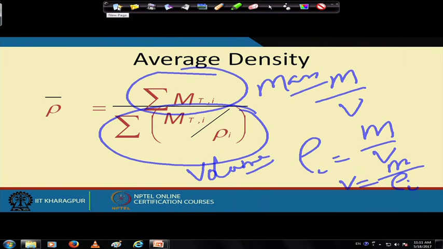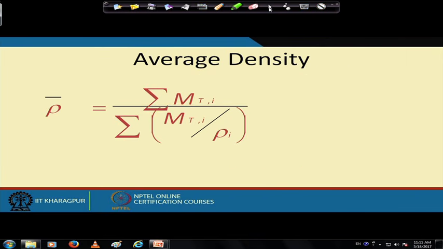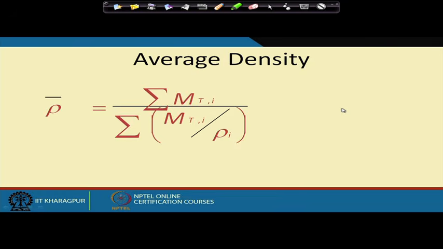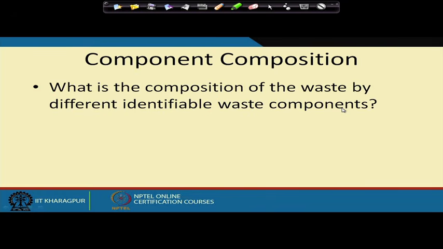So those are pretty simple but straightforward stuff. That's how you can do it for an average of different waste streams. Now we will start looking at the other physical properties.